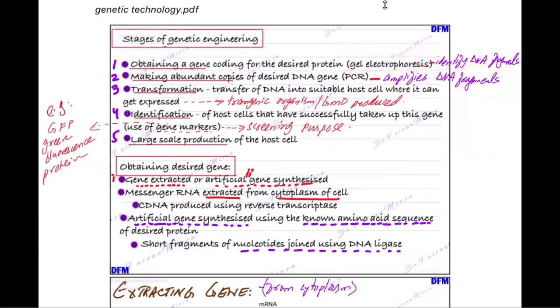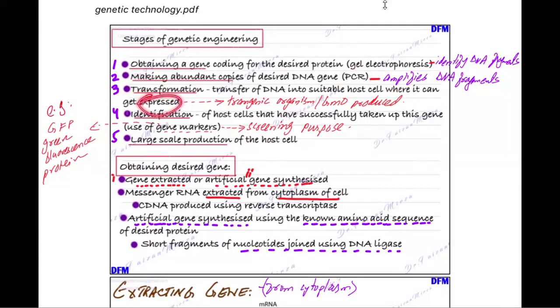Then, once the gene has been obtained, the next thing is that you make abundant copies of those genes. So you have a lot of DNA sample with you of the same sort, one gene and many copies of it. This is done using a technique called PCR that amplifies the DNA fragments. Once the DNA has been taken out and a lot of copies have been made, what do you do next? You transform the organism, the host. You insert this DNA into a suitable host where this gene can get expressed.